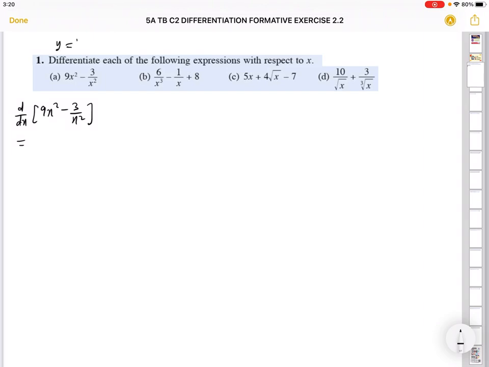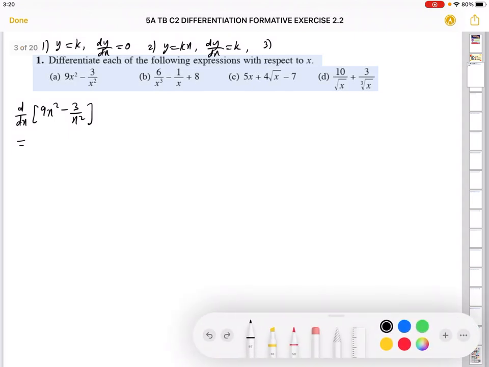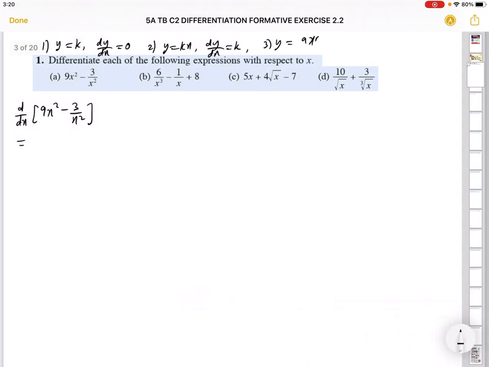The first one is y equals k. When you differentiate a constant, you get 0. Second one is the linear form. When you differentiate kx, dy/dx will be just k. Number 3, when you have y equals ax^n, the general form, when you differentiate, dy/dx, you get anx^(n-1). Number 4, if y equals a over x^n, dy/dx, you put a negative in front, copy a times n, copy x, increase the power by 1.